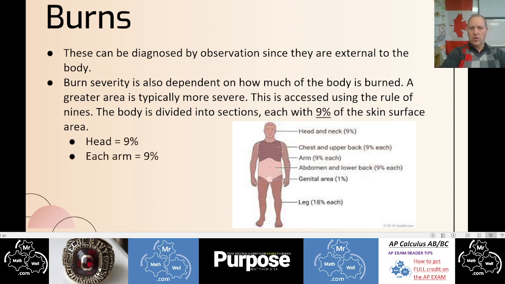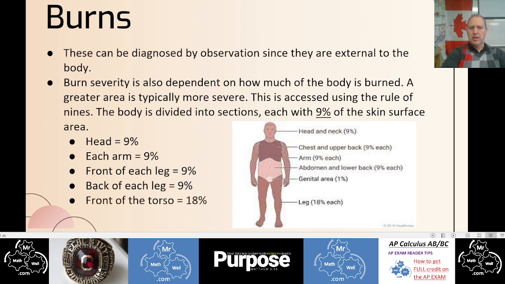Your arm, okay, so each arm here is about 9%. The front of each leg is 9%, and the back of each leg is 9%. So each leg in total is 18%, two sections of 9. The front of the torso is 18%, the back of the torso is 18. So your lower back and all that sort of stuff.